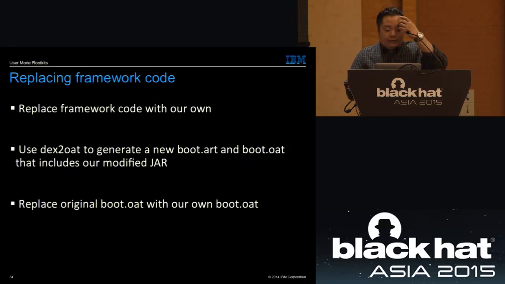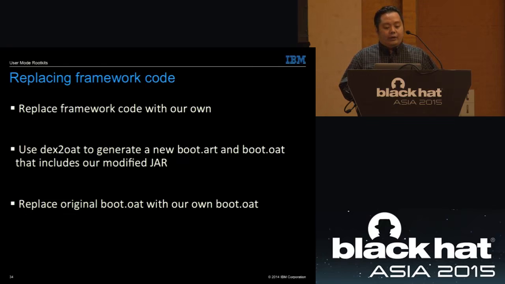Now, our first option is to replace framework code. Here we replace a framework jar's code with our own. Then use dex2oat to generate a new boot.art and boot.oat that includes our modified jar.